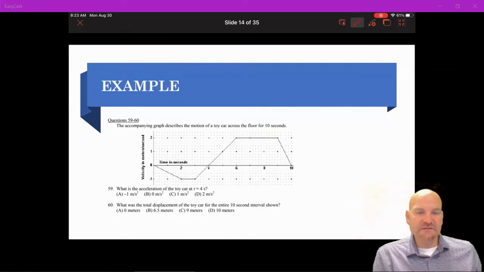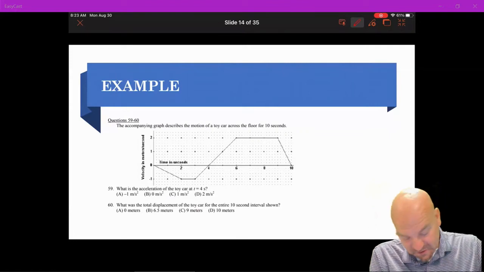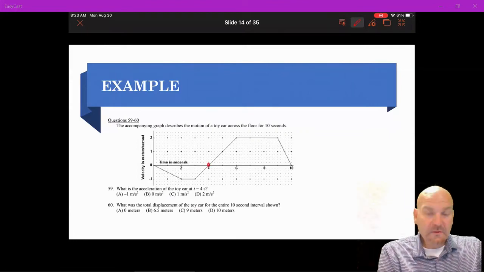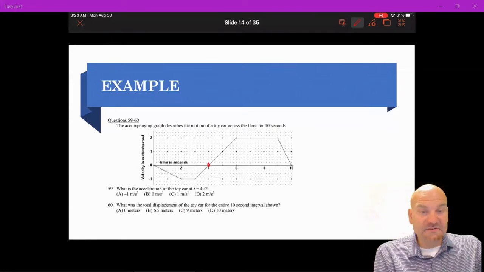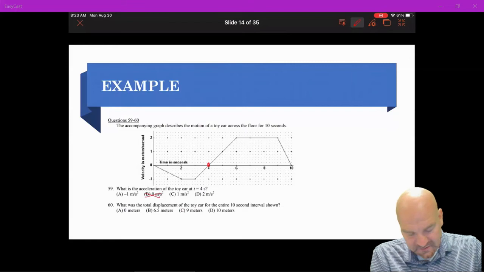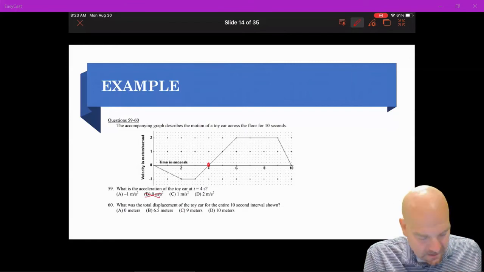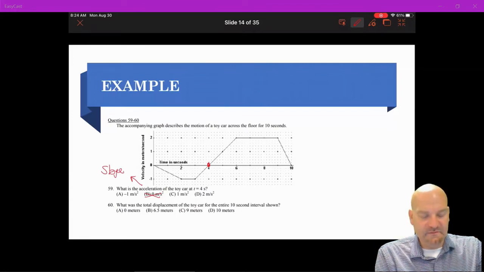Now, here's a good one, this is from an old AP exam, okay? So this says the accompanying graph describes the motion of a toy car across the floor for 10 seconds. Question 59 says, what is the acceleration of the toy car at 4 seconds? So we're trying to find the acceleration at this point. What they're going to try to do here is trap you into thinking, oh, it's on the axis, so that means the velocity, the acceleration has to be 0. Okay, it is not going to be 0, because what we need to do is find the slope at that point. Because remember, acceleration is the slope of a VT graph, okay?